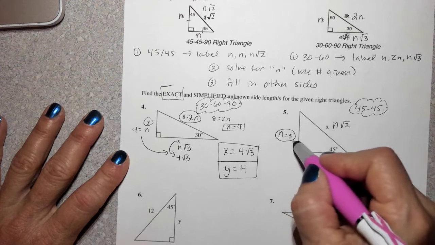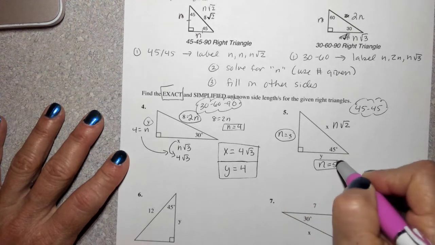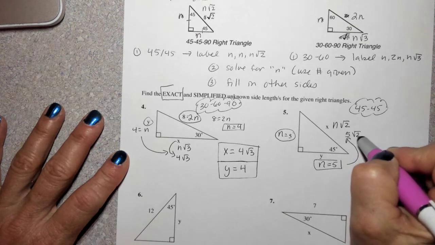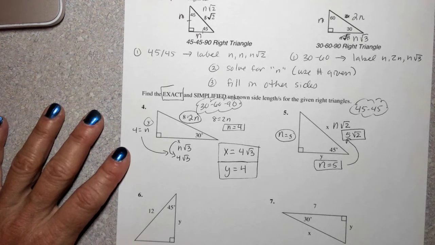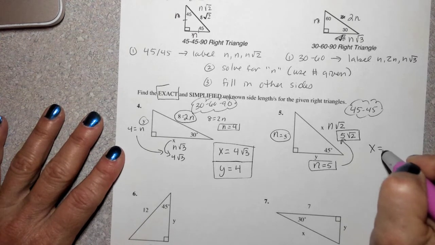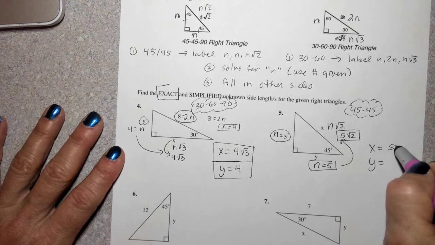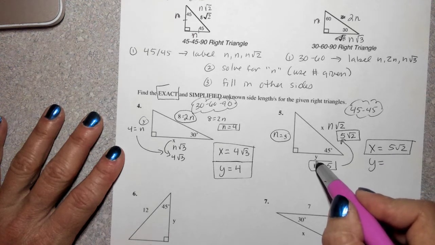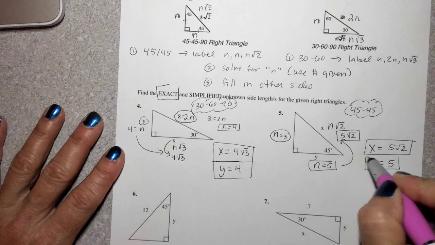So then if n is 5, this other side, which is also n, would have to be 5. And this side, which takes n and multiplies it by root 2, would have to be 5 root 2. So looking back, they wanted me to solve for x and y. X is this side, so that's my 5 root 2. They wanted me to solve down here for y, which was an n side, so that's just a plain old 5.